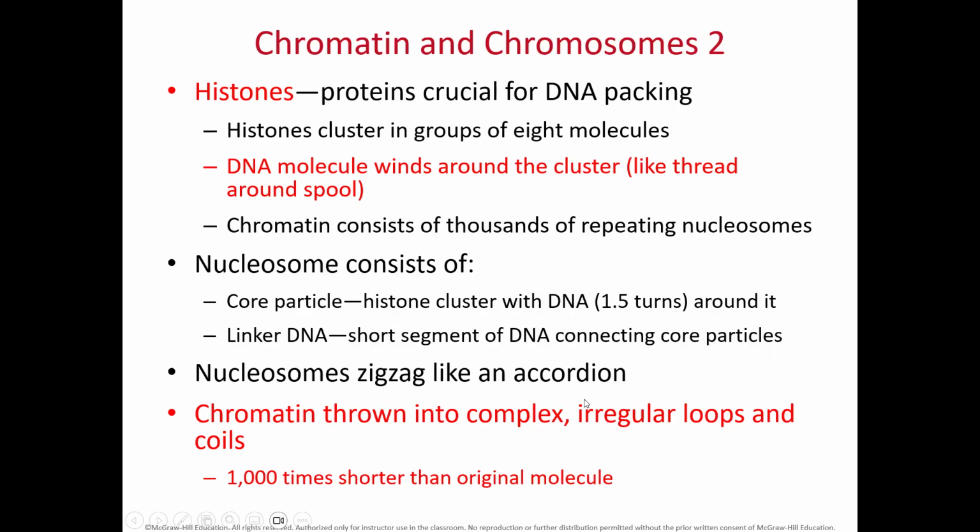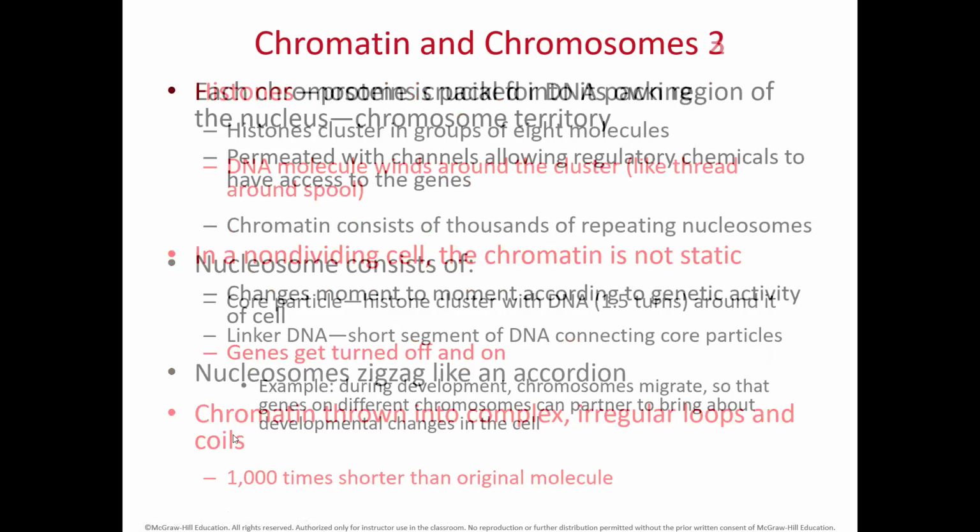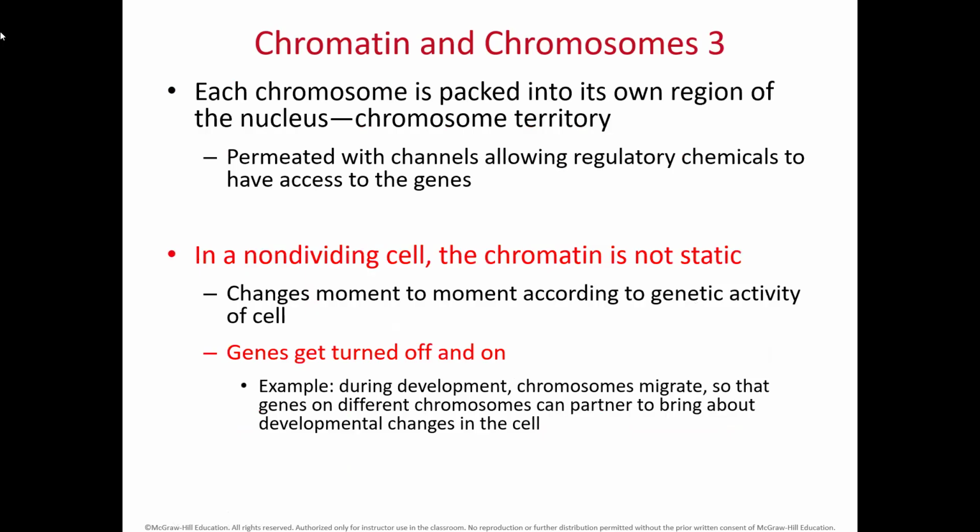Nucleosomes zigzag like an accordion, chromatin thrown into complex irregular loops and coils, 1,000 times shorter than the original double-stranded DNA. So by doing all this, you really compacted it 1,000 times what it was previously. Right. Chromatin and chromosomes. Each chromosome is packed into its own region of the nucleus. In a non-dividing cell, the chromatin is not static. That means it's not just sitting still. It changes moment to moment according to the genetic activity of the cell.